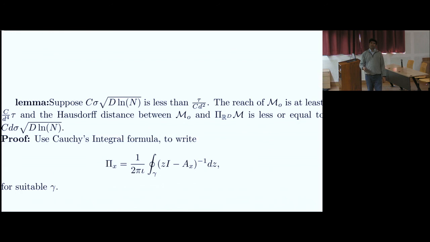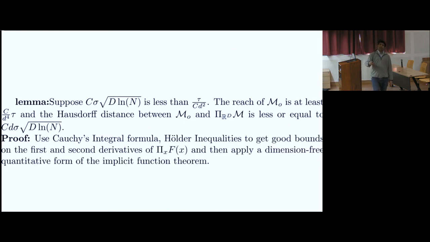That's what I want to stop with. The final lemma states that if sigma is small compared to tau, then the reach of M output is at least tau by d to the 4, the intrinsic parameter, not the extrinsic parameter. The distance of the manifold to the true manifold is also controlled, and n does not figure in this. D appears, where d is the effective ambient dimension. So I'll stop with this. Thank you.